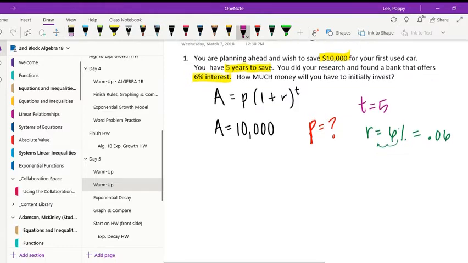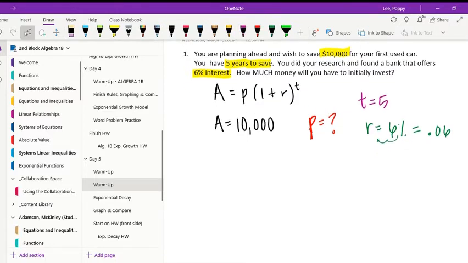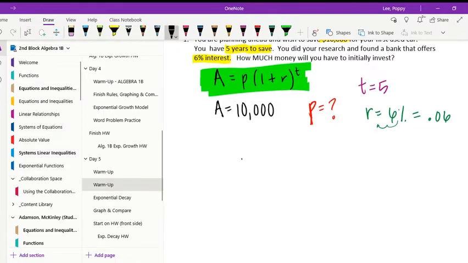So now let's plug in the important pieces. You know A, you don't know P, you know T, and you know R. Go ahead and set up the equation coming from right here. A equals P times 1 plus R to the T power. It's going to look different because it absolutely is. This time we're plugging in A, but we don't know P, so we're going to leave it there. And we're going to do 1 plus 0.06 in the parentheses. That part should be familiar, to the 5th power.